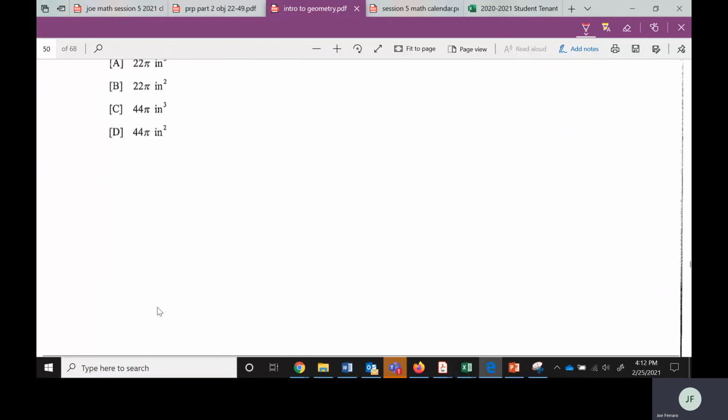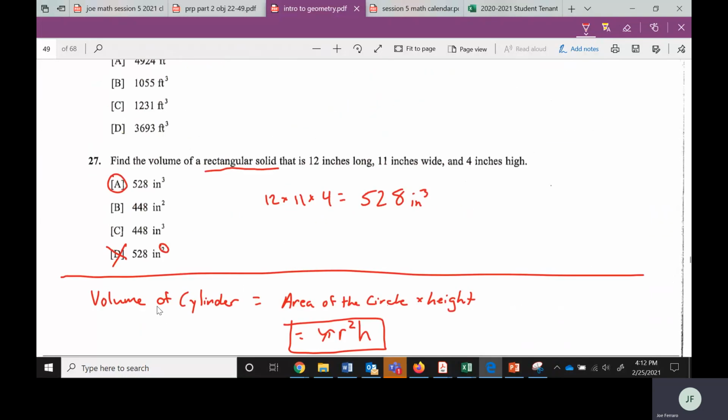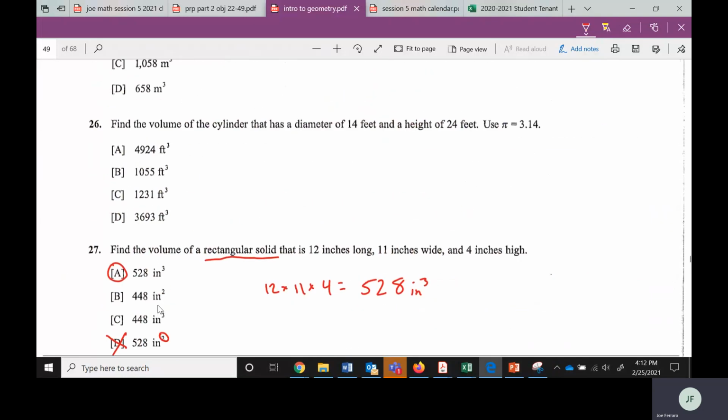So there's one more, just to keep your notes on 2 pages here. We're going to look at number 26. It says find the volume of a cylinder that has a diameter of 14 feet and a height of 24 feet. Use pi equals 3.14.